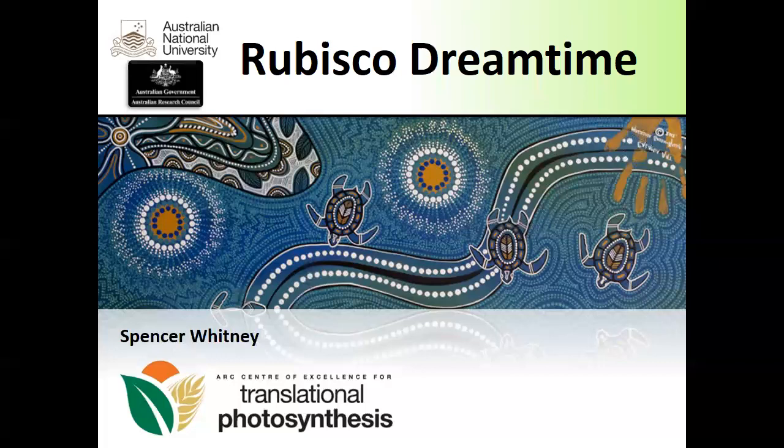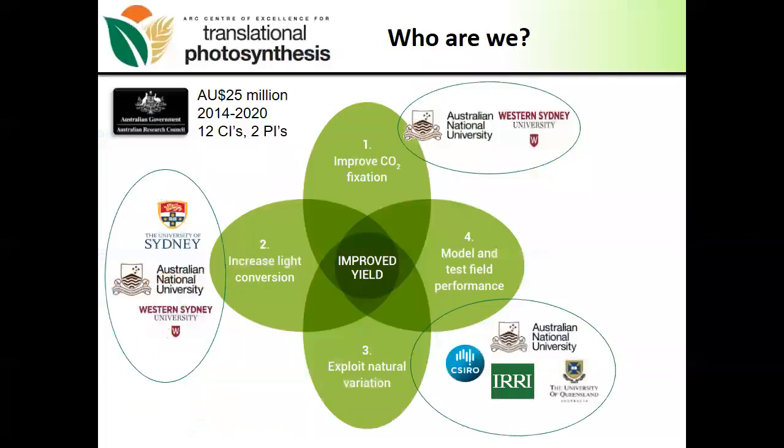As Bob said, I'm part of this ARC Centre for Translational Photosynthesis. So I just thought I'd explain what that is. Every 3 or 4 years the Australian government funds nationally about 5 or 6 centres of excellence, where they invest heavily to promote collaboration between professors, or chief investigators, or CIs as I've called it here, from all different universities around Australia.